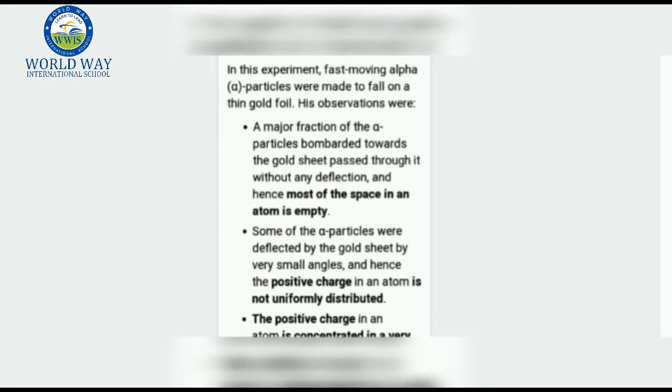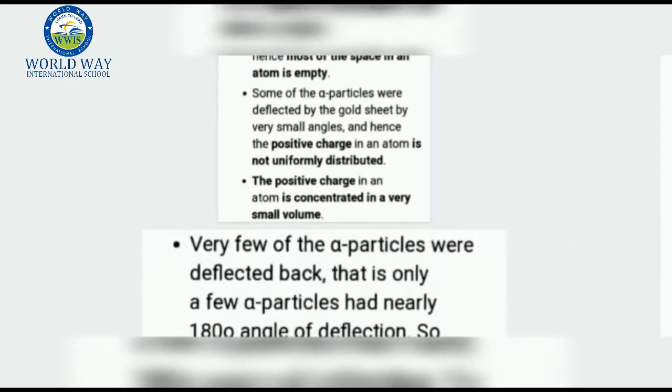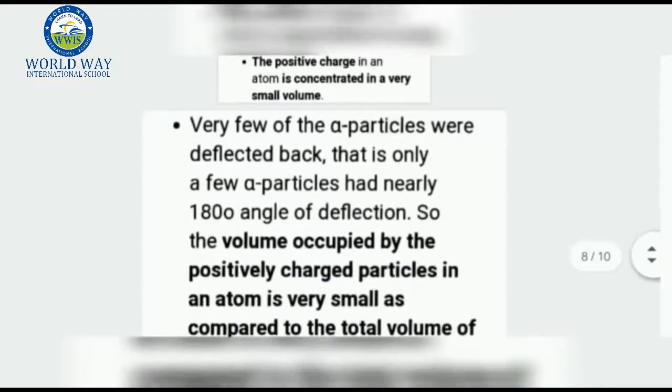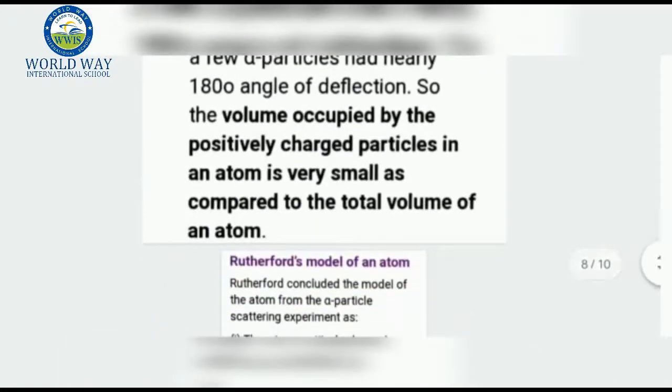Some of the alpha particles were deflected by the gold sheet by very small angles, and hence the positive charge in an atom is not uniformly distributed. The positive charge in an atom is concentrated in a very small volume. Very few particles were deflected back, that is, only a few alpha particles had nearly 180-degree angle of deflection. So the volume occupied by the positively charged particles in an atom is very small as compared to the total volume of an atom.